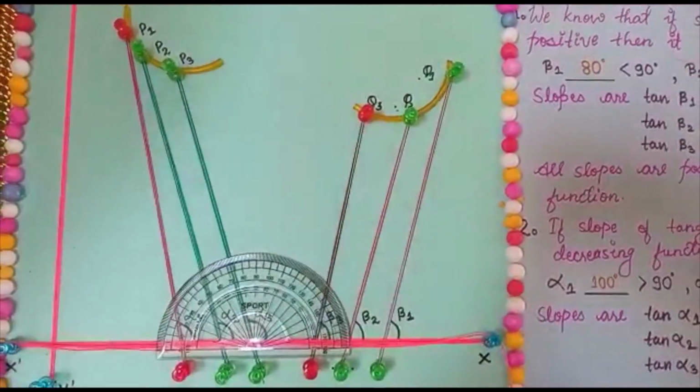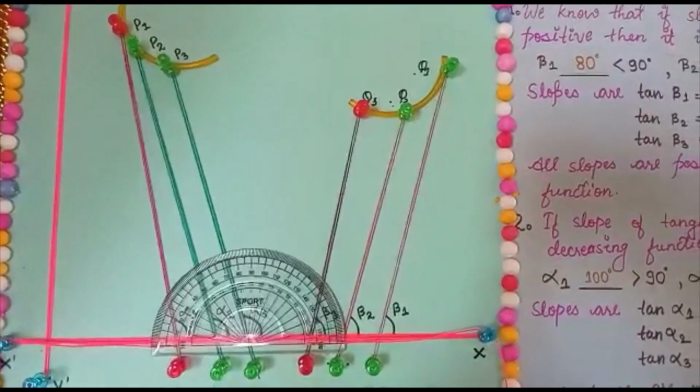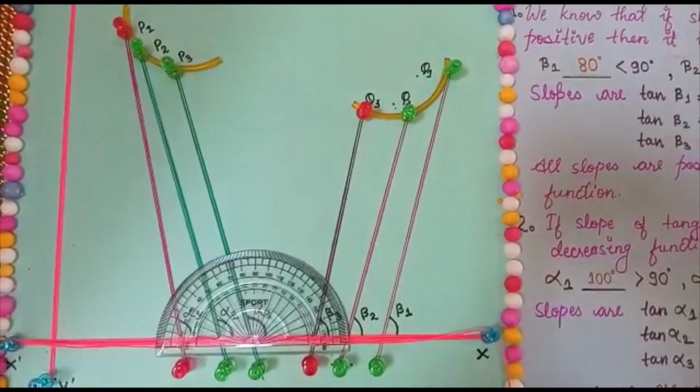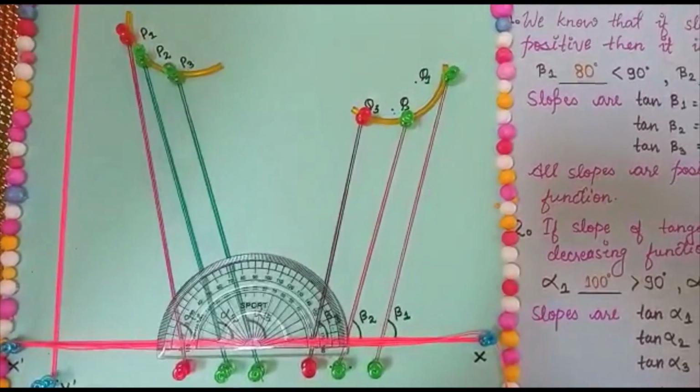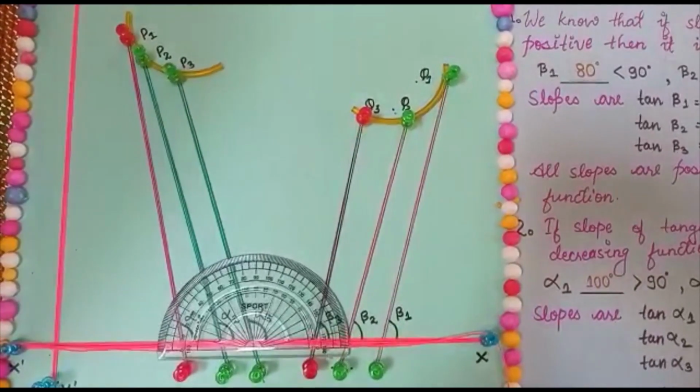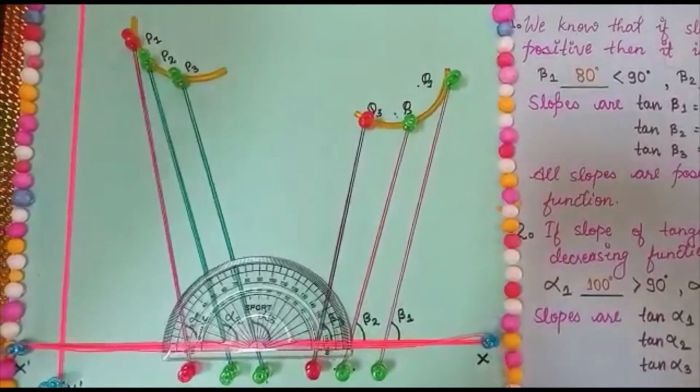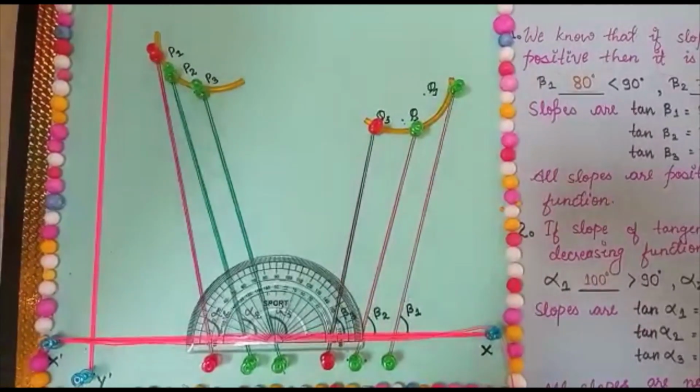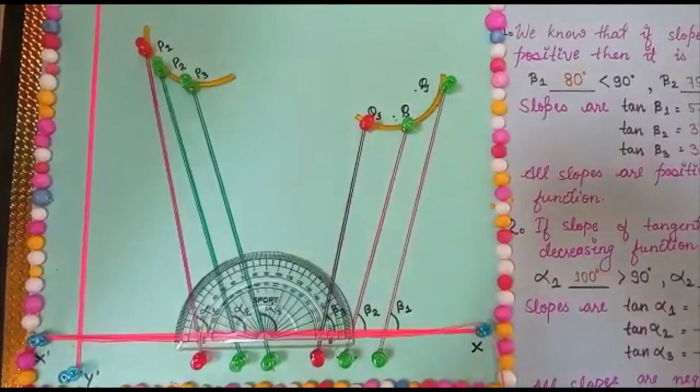If the values are greater than 90 degrees, it means tan theta lies in the second quadrant, and we know that when tan theta lies in the second quadrant we get a negative value. We are getting a negative value, it means that it is a decreasing function.